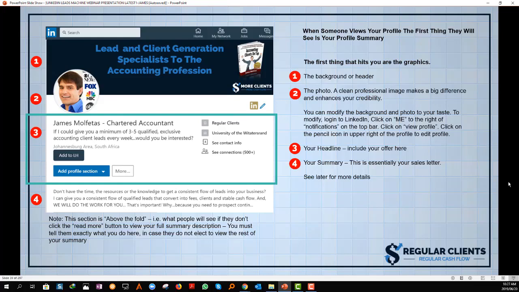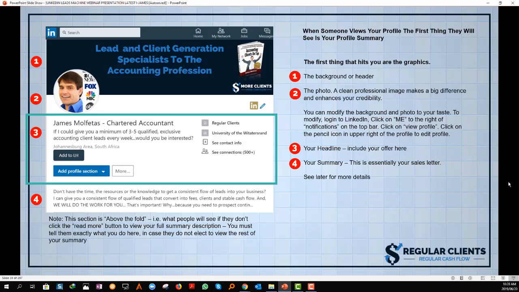So once we've done that, then we get into kind of the calling card part. And really, if you look at that, this is very, very important, because this is really telling them exactly who you are. This is a quick 1-2 punch summary of where you're at. So you can see there, James Malfetus, chartered accountant. So I'm telling them who I am and what I am. And in my case, chartered accountant is very important, because I'm holding myself out to be a lead and client generation specialist to the accounting profession. So accountants want to know that I actually understand them.